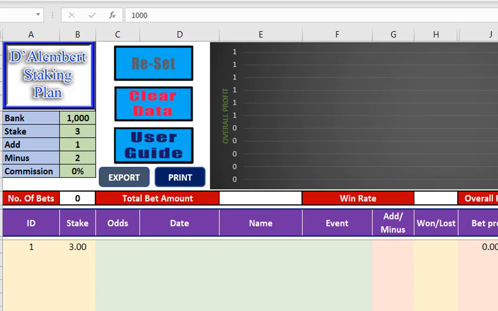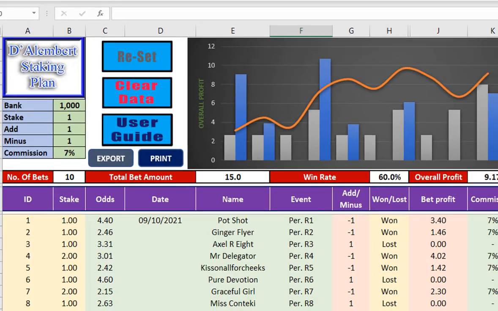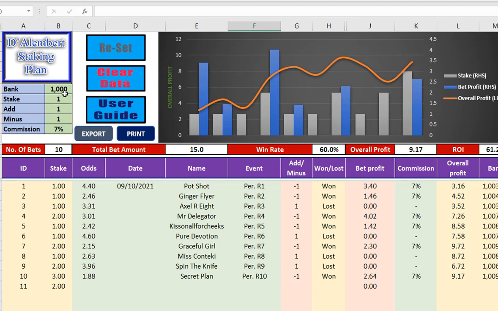So if I go to one I've just set up here, this is the principle. You have the bank and then your starting stake would be 1. If you had a loss, you would add 1. If you have a win, you would reduce it by 1. So if you had 3 wins in a row, you would be reducing and reducing, but obviously you don't go into negative.